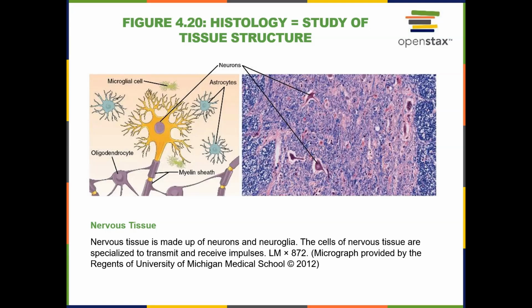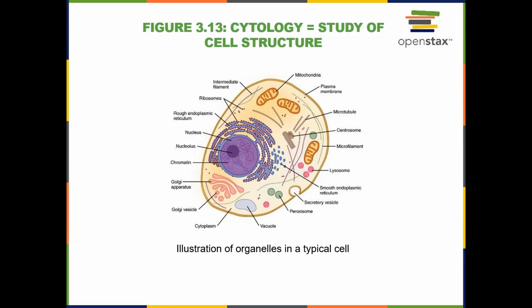Here we can see another image showing nervous tissue, and we can see there are several different types of cells found in nervous tissue. There are neurons as well as glial cells, and different types of glial cells like astrocytes, microglial cells, and oligodendrocytes. And all of these cells are working together as a tissue, and the study of the tissue structure is known as histology. The study of cell structure is known as cytology.